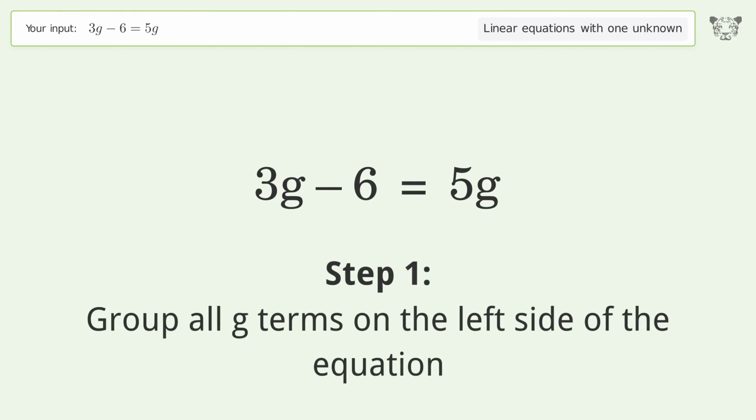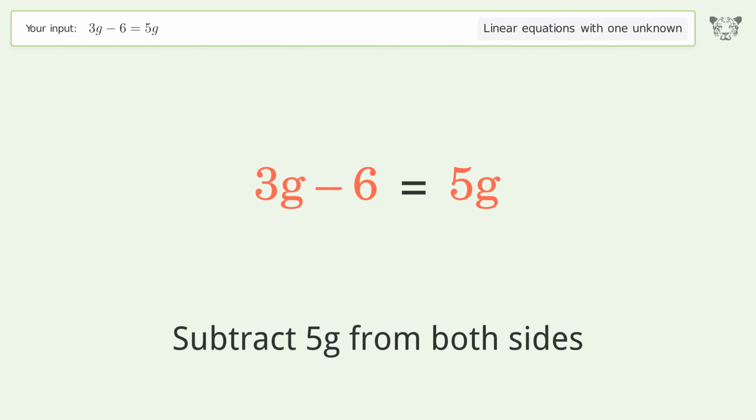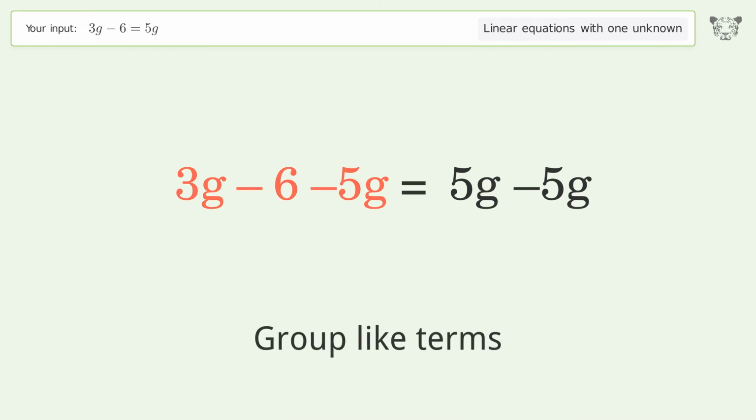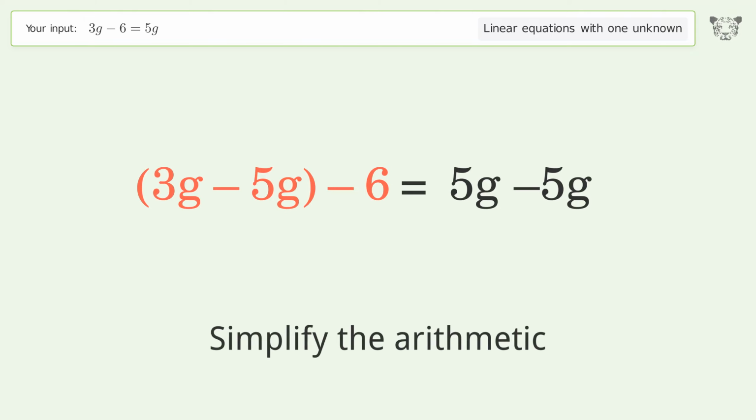Group all g terms on the left side of the equation. Subtract 5g from both sides. Group like terms. Simplify the arithmetic.